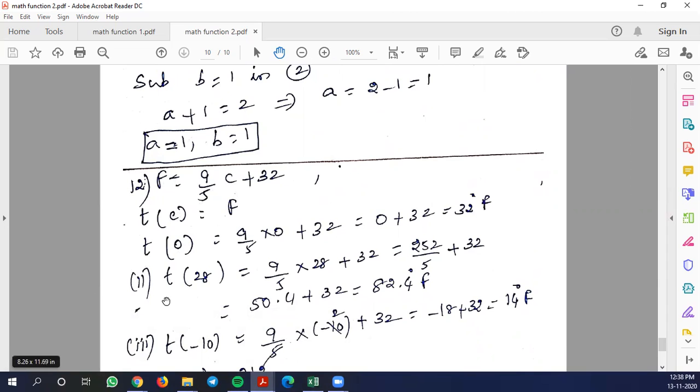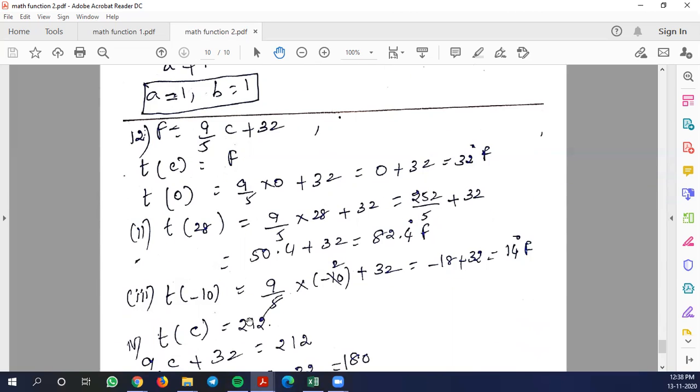Now, T of 28. In the place of C, substitute the value as 28. So if you multiply 28 nines are 252 by 5. If you divide, it becomes 50.4 plus 32, it is 82.4 degree Fahrenheit.